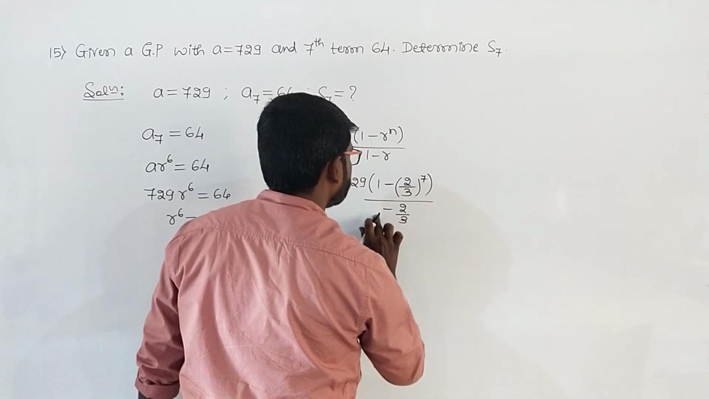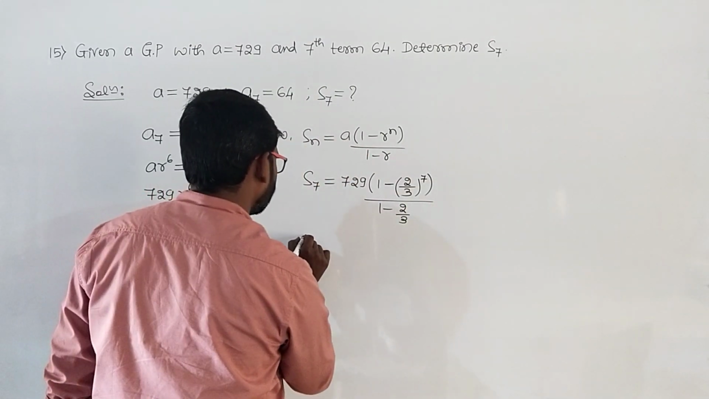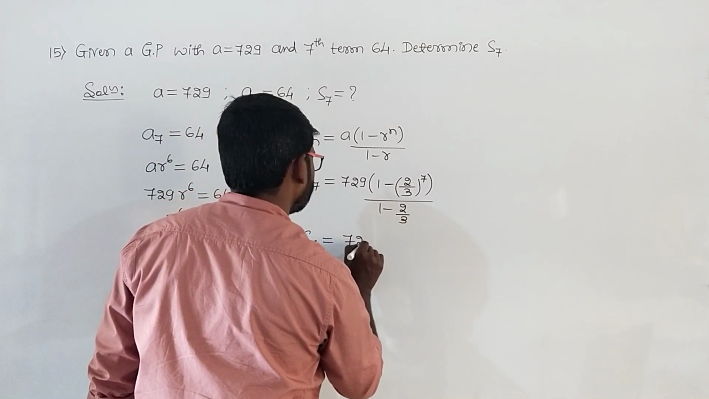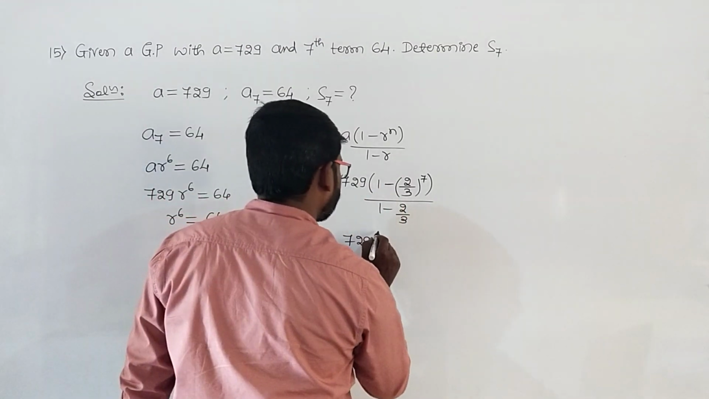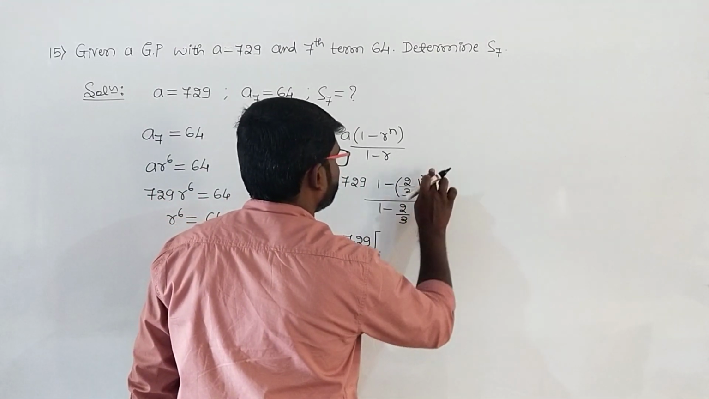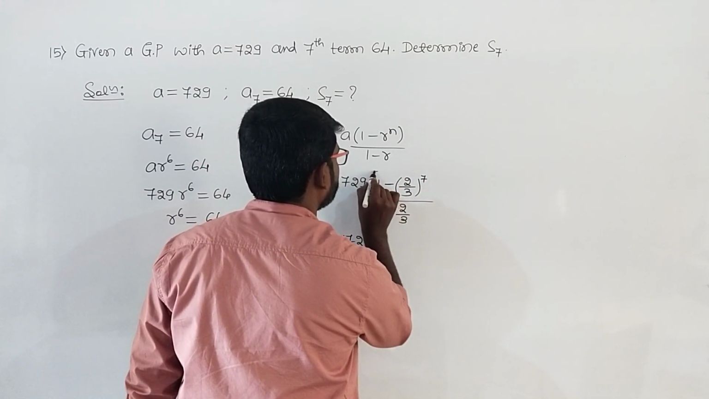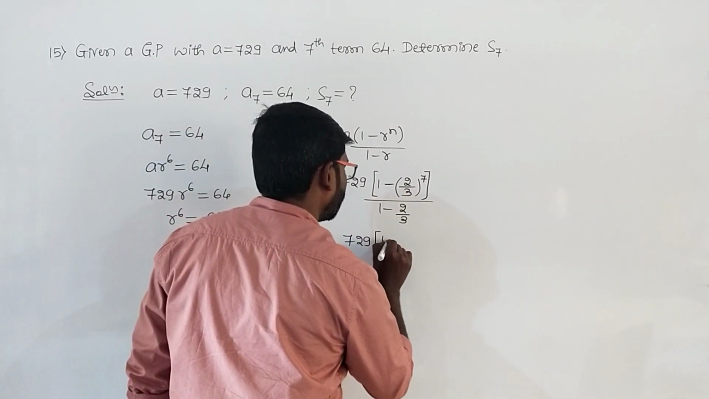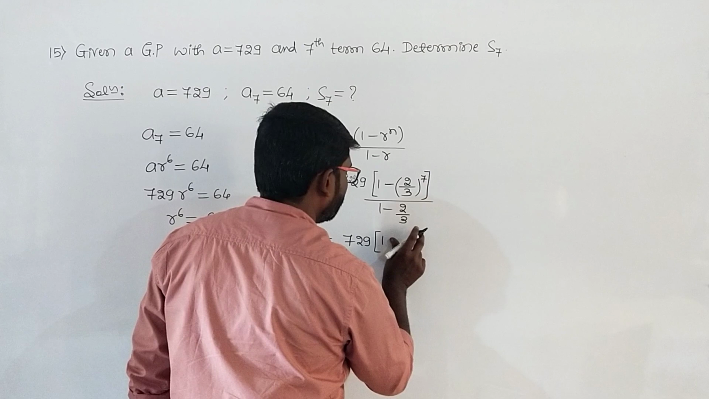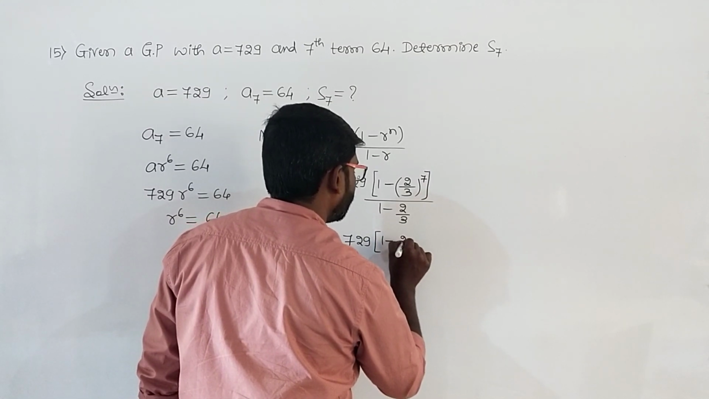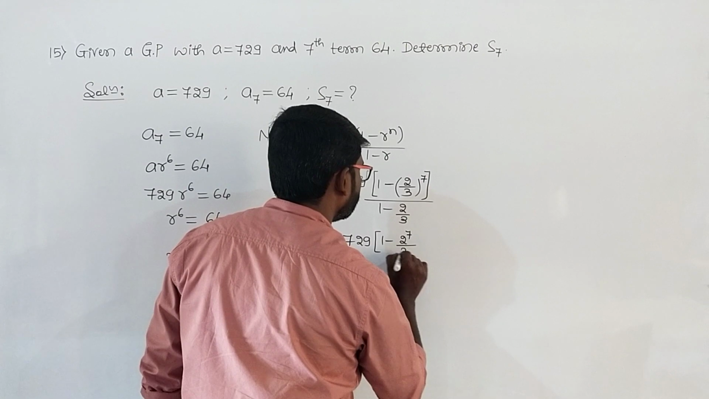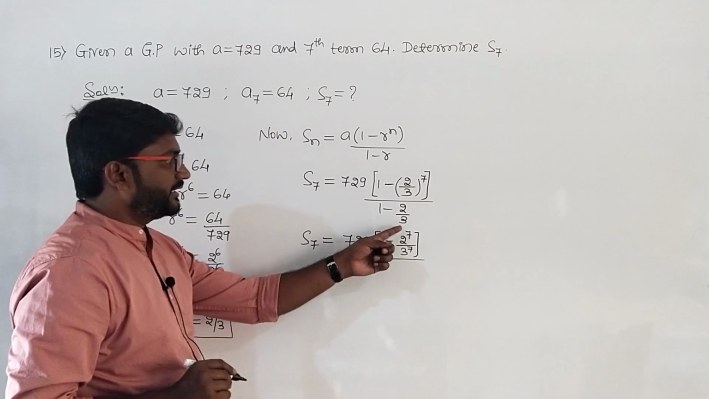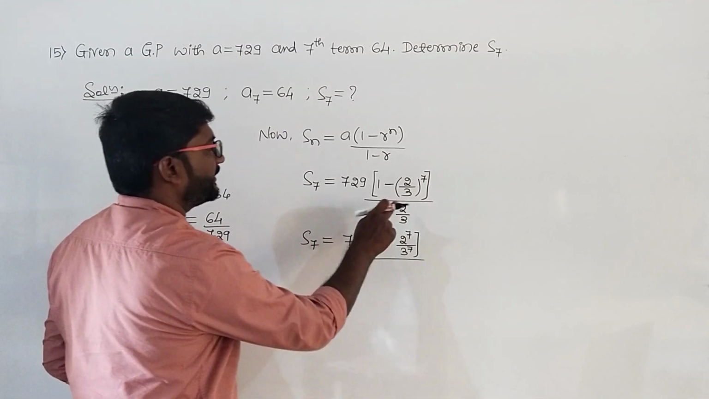We will have to simplify this now. So now S7, which is equals to 729 inside the bracket. So here better we will write the square bracket so that it is easy to understand. So now 1 minus, the power applies to the numerator as well as to the denominator. You get 2 raised to 7 divided by 3 raised to 7, then whole divided by, take up the LCM, 3 will be multiplied with 1, you get 3 minus 2, it is 1.